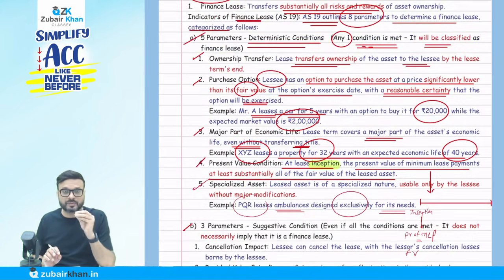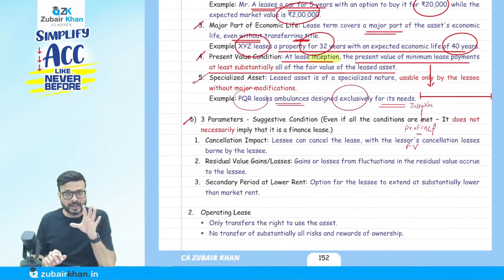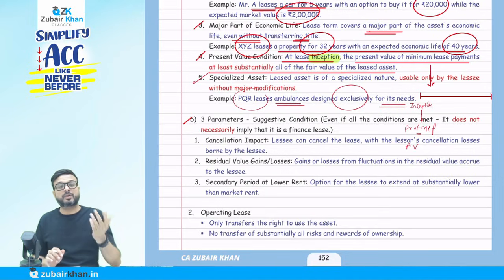If anything happens out of these 5 conditions, what do we have to call it? The finance lease. Now, what happened? There are 3 more parameters, but it is not necessary that because of these 3 parameters we call them a finance lease. It might be a finance lease.